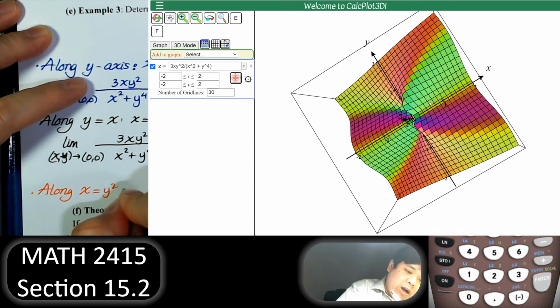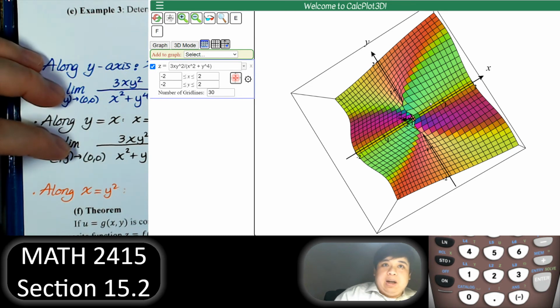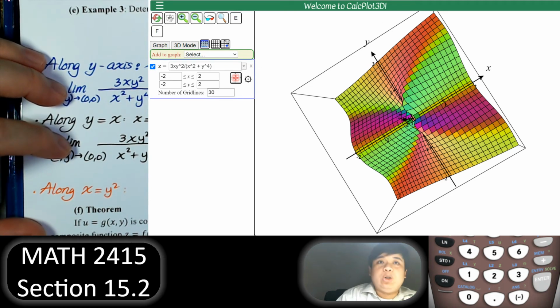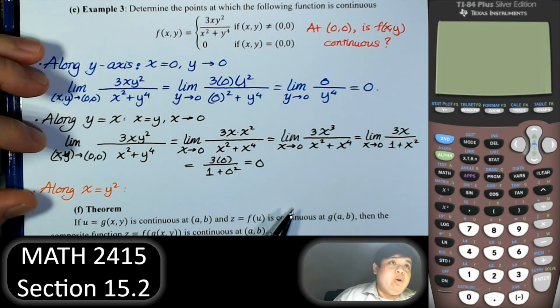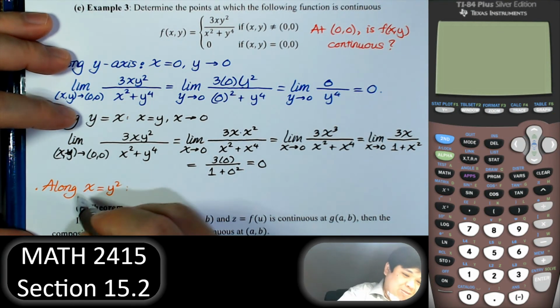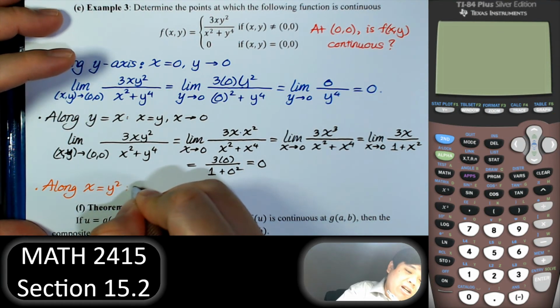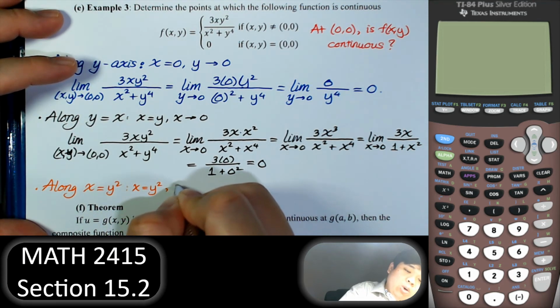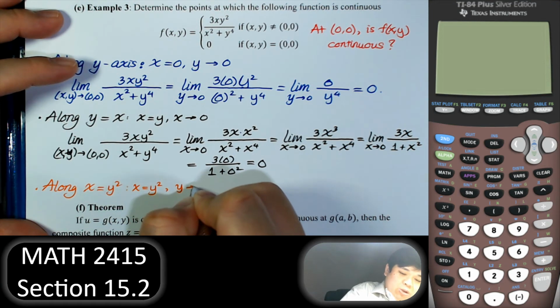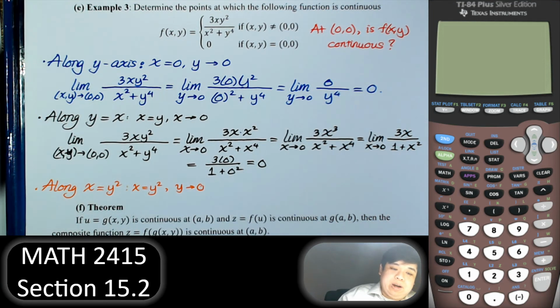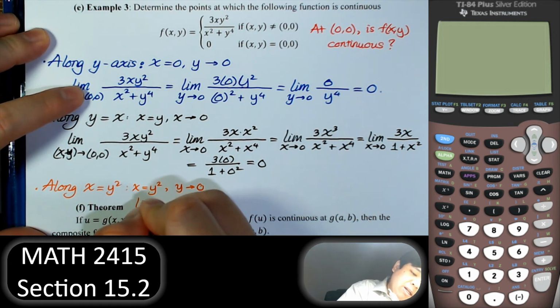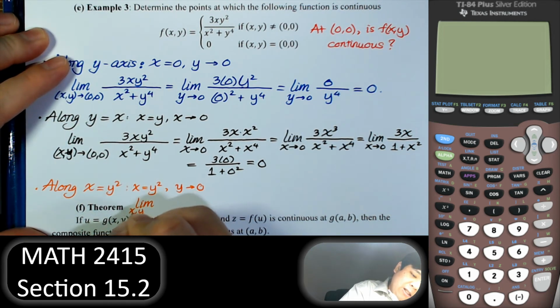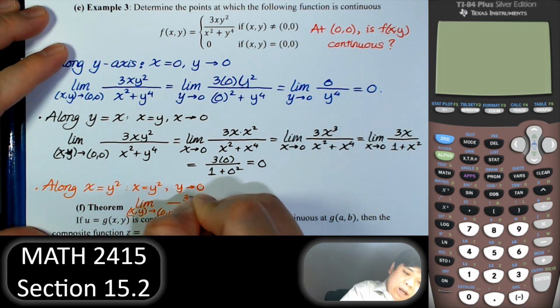So along x equal to y squared. Now the reason we can do this is because the point goes to 0, 0. If it does not go to 0, 0, we cannot do that. Because if x equal to y squared, when x goes to 0, y goes to 0 as well. Just say y goes to 0. X equal to y squared. Right, now take the limit as x, y go to 0, 0, of the function 3xy squared over x squared plus y to the fourth.